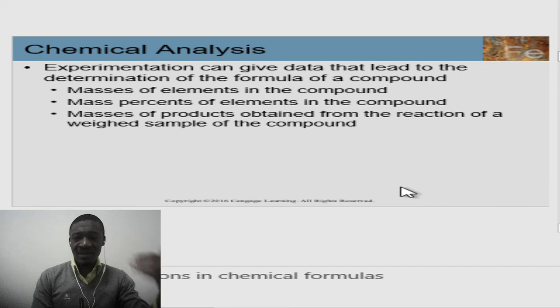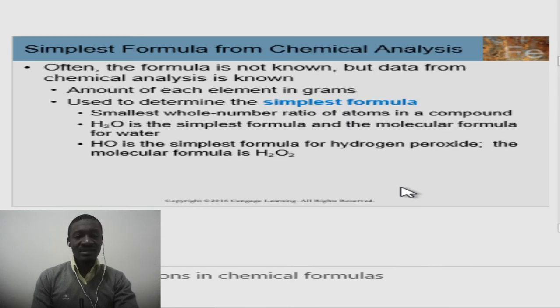So hence, mass is something that we're very cautious of when we're doing chemical analysis, because it determines the amount of product that you will get, and it determines the amount of reactants that you will use to get the product that you require. So with that being said, let's move into another.